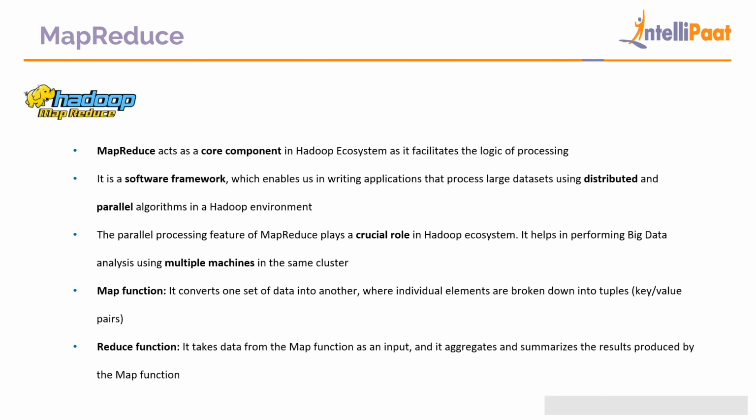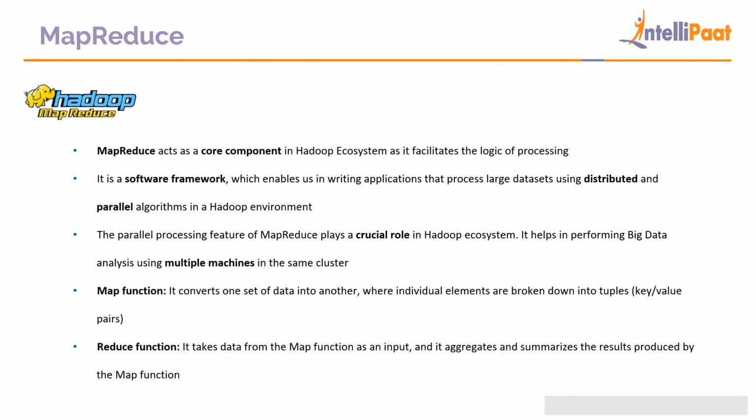We already discussed what MapReduce is. It is a core component of the Hadoop ecosystem, and it facilitates the logic of processing. It is a software framework that helps us process large data sets using distributed and parallel algorithms. The parallel processing feature is the most important aspect of MapReduce, because it helps us reduce the time in which big data is processed. Obviously, if three nodes are running three parts of the same data in parallel, that would reduce the time significantly compared to all of those data sets being executed in sequence. So it plays a very crucial role in processing big data.